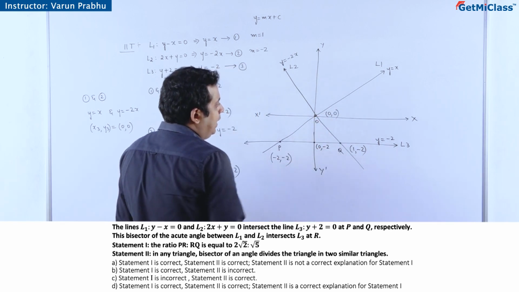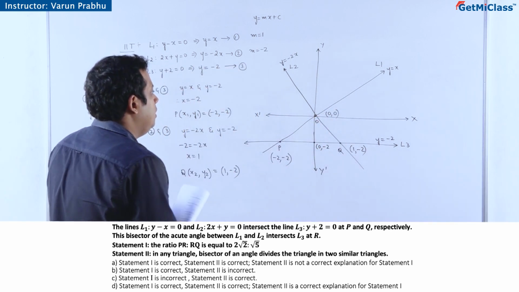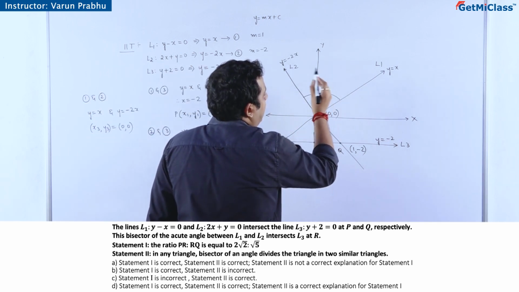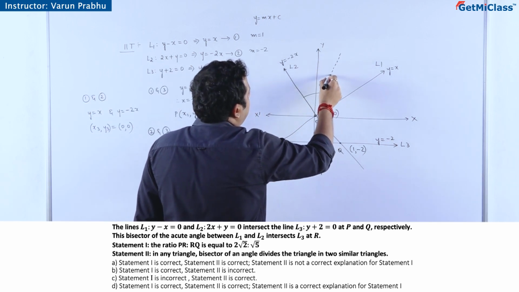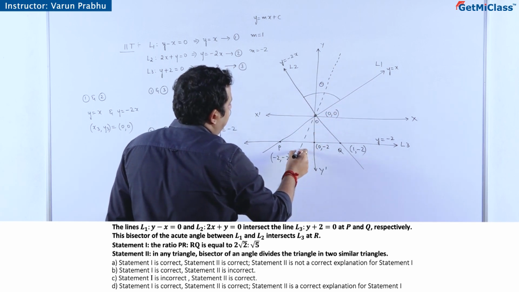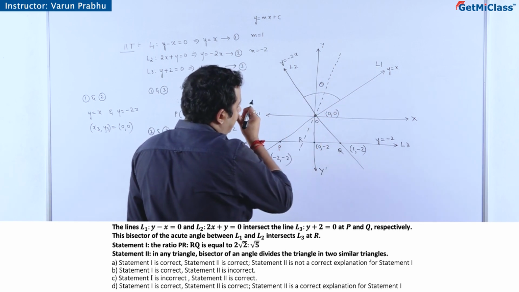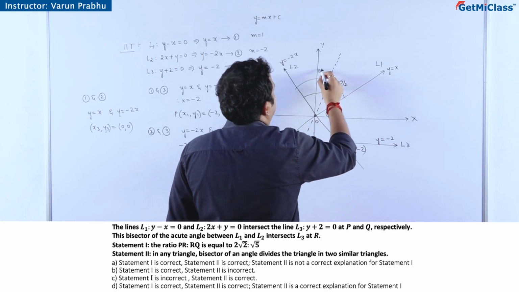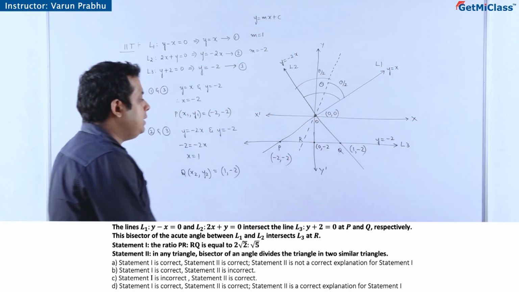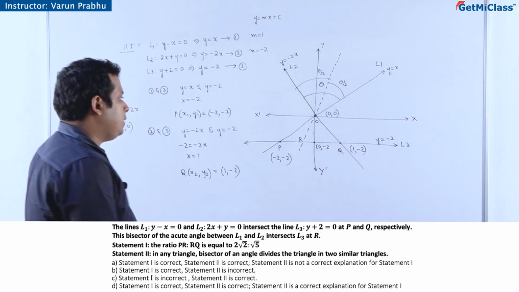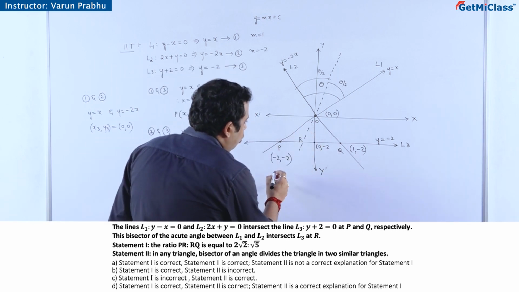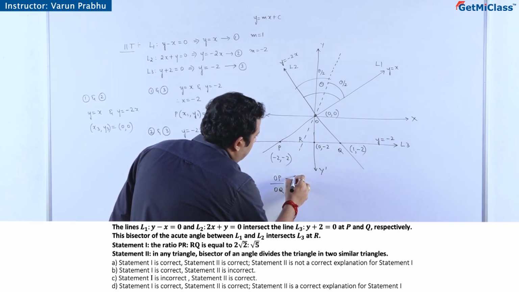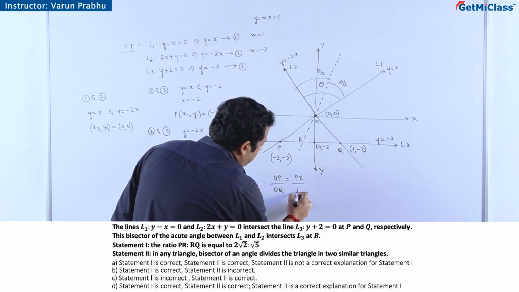So in triangle OPQ, there is a bisector of the angle between L1 and L2. If I say this angle is theta, then the bisector of the angle is like this, and it intersects the line L3 at R. So this angle is theta by 2, and this angle is theta by 2. The bisector of the angle will divide this part. So now I can say OP divided by OQ should be equal to PR divided by RQ.